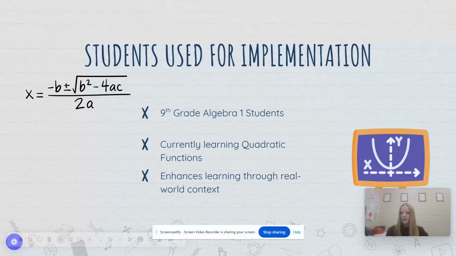So the students I use for my implementation are some of my 9th grade students. I teach 2 blocks of year-long algebra and 1 block of semester algebra. My semester students move at a little quicker of a pace, so I was able to utilize some of Skew the Script's resources and lessons for our unit on quadratic functions. And it has been really awesome just to see my students engaged and the enhancement of learning through the real world context that Skew the Script was able to provide. So it was really awesome.